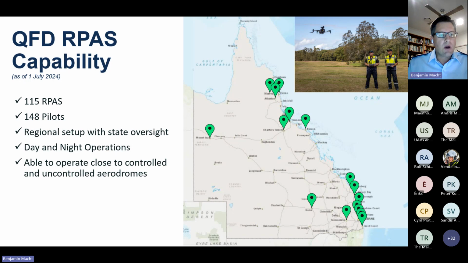Our RPAS, our drone capability: currently we have about 115 aircraft available to us all across the state, and you can see the green flags where they're currently located. We have about 148 pilots, operational and in training. They're all regional setups with a state oversight. From my perspective, I'll provide that state oversight, but the regions will run their capability. We can operate day and night, and we can operate within control or close to controlled and uncontrolled aerodromes anywhere in the country where we need to operate.